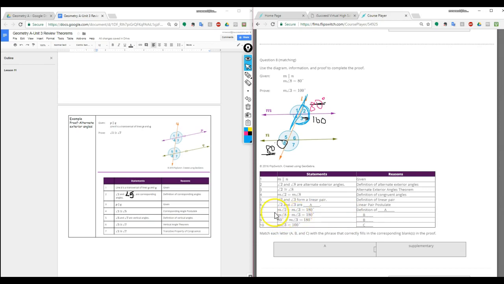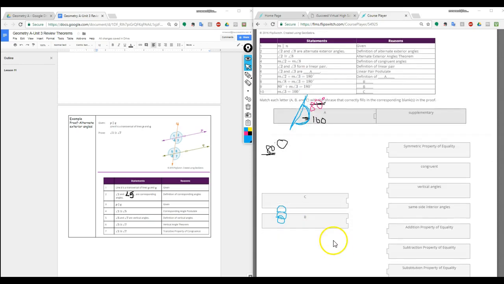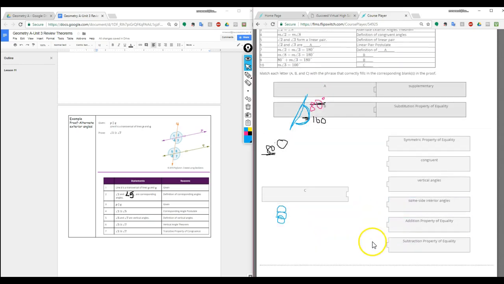So what changed from statement 7 to statement 8? What changed was they replaced measure of angle 2 with the measure of angle 8. And that is substitution. I want to make sure that reason holds for statement 9. If you notice, they replaced statement 8 with 80 degrees. That is substitution. They're all equal. Angle 2 equals angle 8, which equaled 80 degrees. And so we're substituting that equality. And so B is our substitution property of equality.